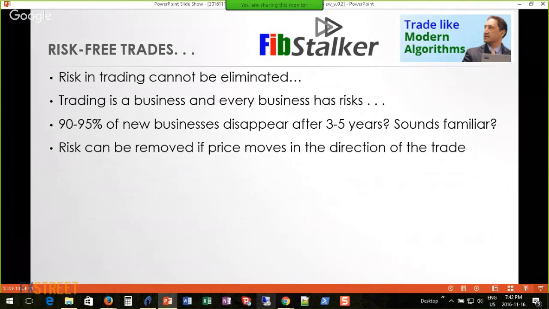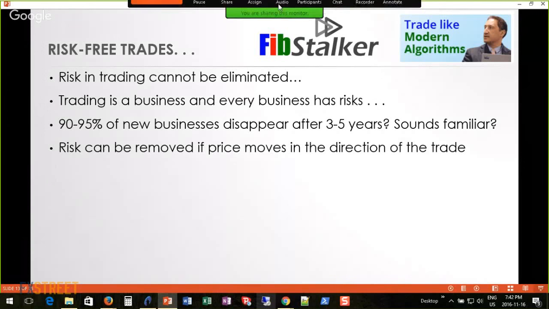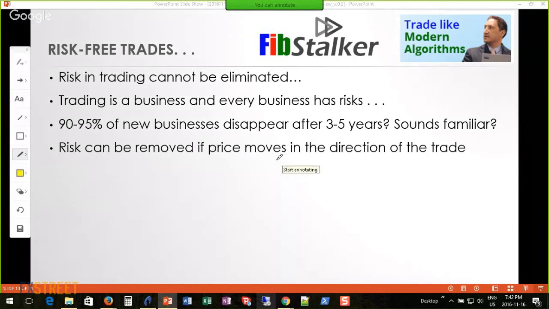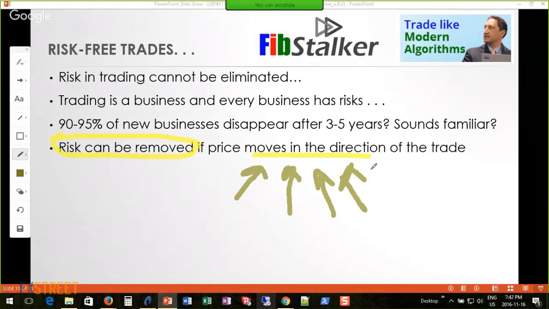And I'm going to explain what I mean with that. I just want to make you notice that if we indeed can remove risk when price moves in our direction, obviously what we want is to take opportunities in areas that we know have a high probability of moving price away from the entry and in the direction of the trade.